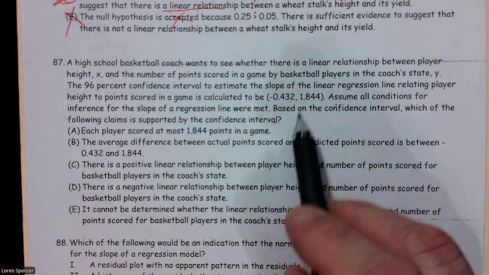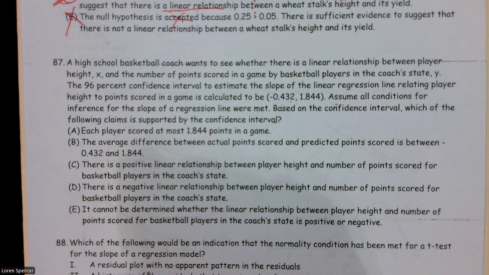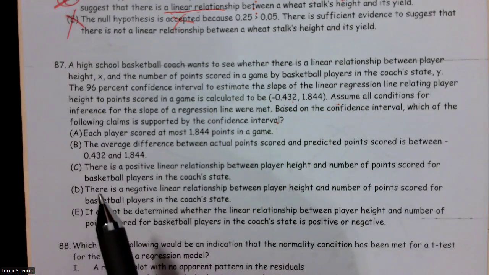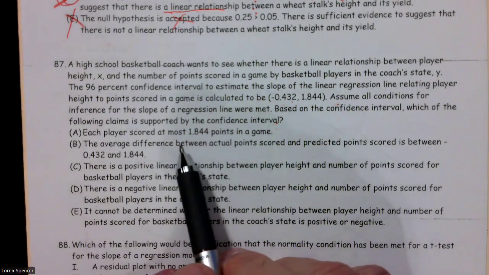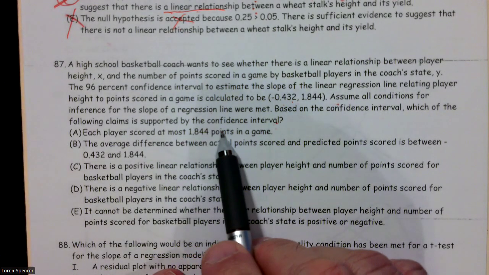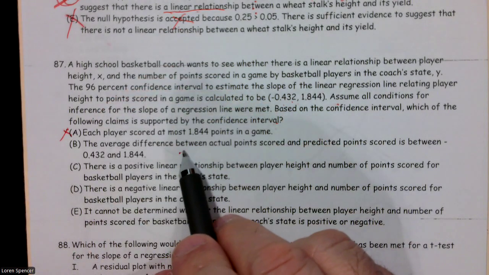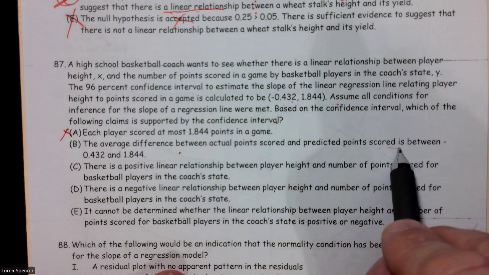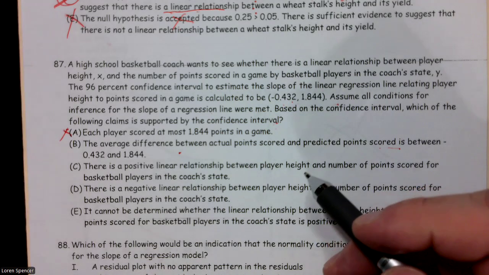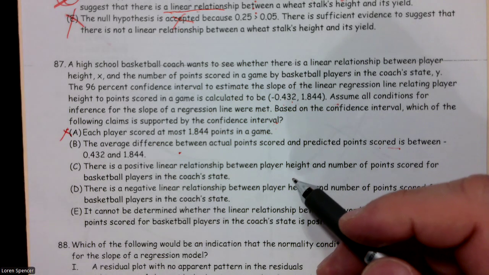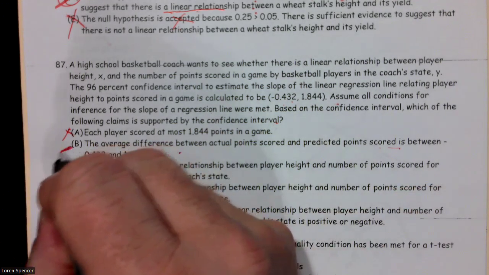First off, zero is contained in the interval, so there does not appear to be a linear relationship. So that's the first comment I want to make. Each player scored at most... No, that's not what it meant. The average difference between actual points scored and predicted points scored is between this... No, that's not quite right. That's close.